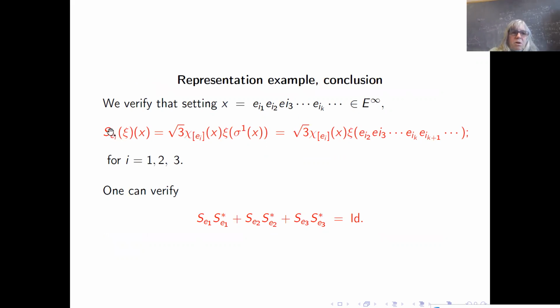And then here's what our pure isometries do in this case. They look like this. You have square root of 3 times the characteristic function. If you have S_{e_i} and you let it act on a function c, this is what you get. You have square root of 3 times the characteristic function of a cylinder set e_i times c composed with sigma, the one-sided shift acting on x. And you could verify that the Cuntz relations are satisfied for O3.